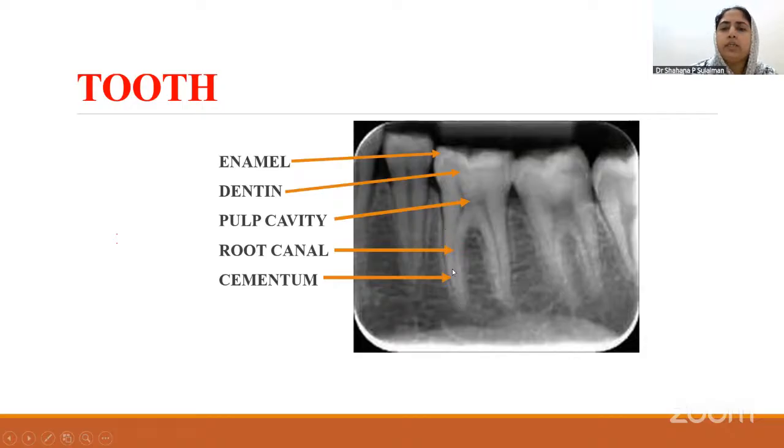Now the root structure, you know, has a dentin layer which has an outer cemental layer. But here you are not able to appreciate the cementum from the dentin. It's mainly because cementum and dentin are almost similar in density. So you won't be able to appreciate the cementum and dentin separately as in the case of a crown.